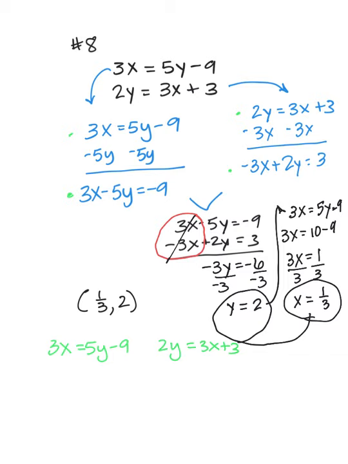X is 1/3, so 3 times 1/3, that's just 1. 5 times y, well, that means 5 times 2, which is 10. And 10 minus 9 is 1. Hey, that works. All right, for this one, 2 times y, well, that's 2 times 2, which is 4. 3 times 1/3 is 1. And 1 plus 3 is 4. It works both ways. So again, this one was a little bit harder because you had to convert both equations to standard form. But once you converted them, the x is canceled out right away, so there was very minimal work there.